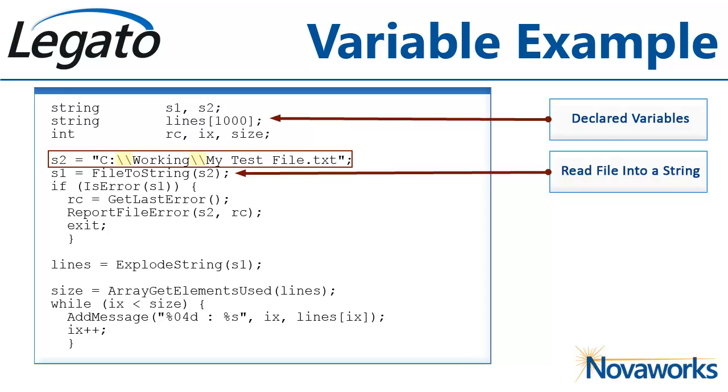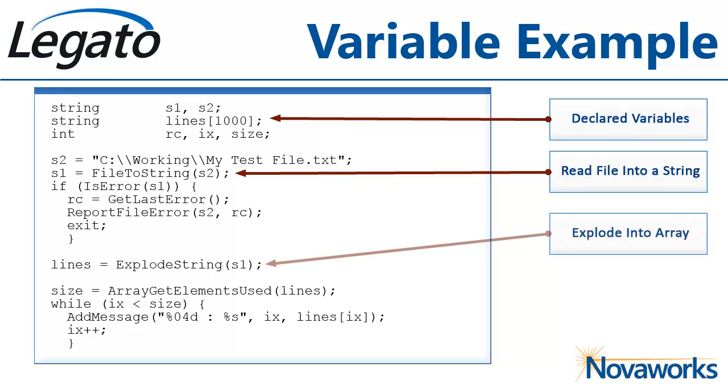Notice the double backslashes. You have to escape backslashes because within a string, backslashes are used to indicate control characters. Once we read that in, we have S1, which will contain that content. If it has an error, you can check that with the isError function. The isError function then will report the error by getting the last error code and using this SDK function that just simply says, hey, I couldn't find this file, it's a bad path, whatever the case happens to be. Once that succeeds, I'll move on to exploding that particular string, S1, into the array of lines.